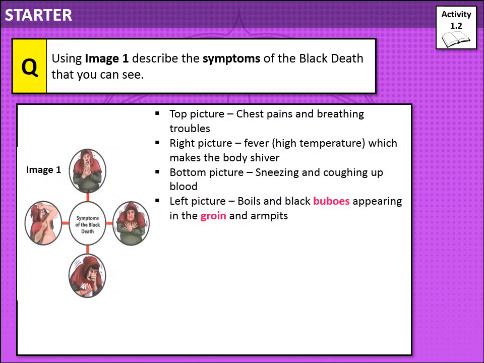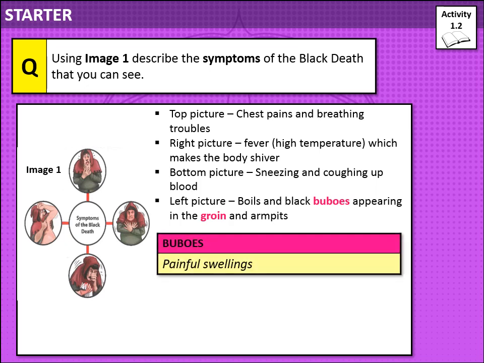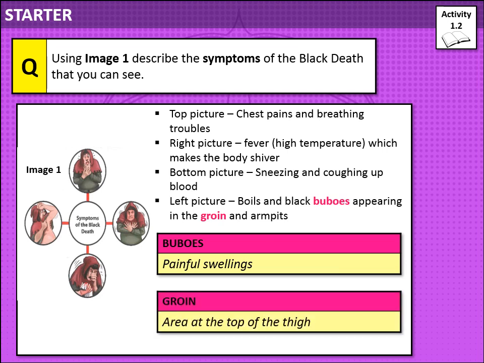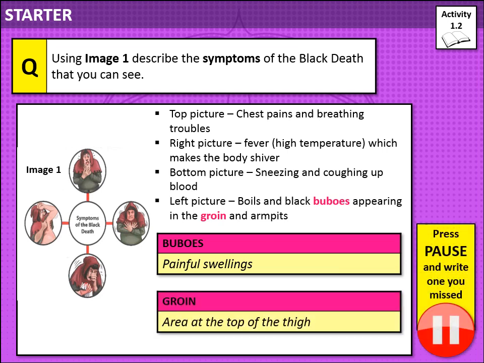Let's have a look at what you can see. The top picture shows someone with chest pains and breathing troubles. The picture on the right shows someone with a symptom of a fever, a high temperature, which has made them shiver. The bottom picture shows someone sneezing and coughing up blood. The picture on the left shows someone with symptoms of boils and black buboes, which are painful swellings appearing in the groin, the area at the top of the thigh, and the armpit. Press pause and write one you may have missed.